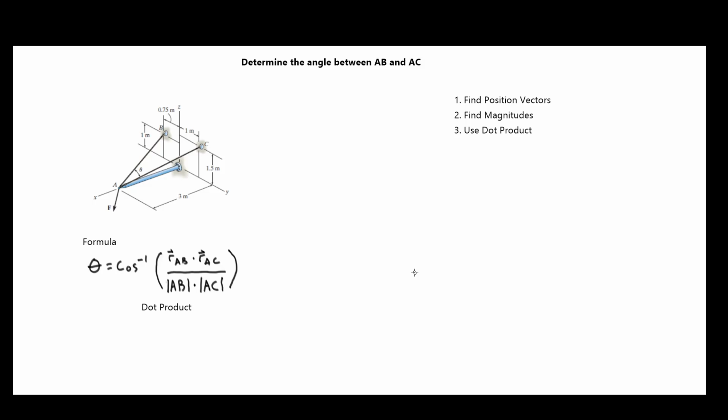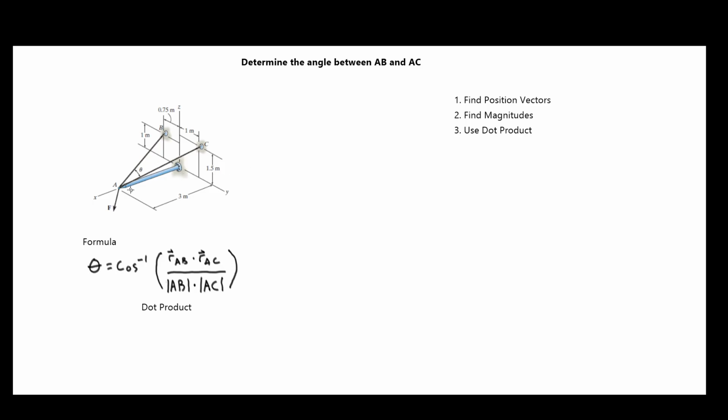In this video, we're going to talk about how to determine the angle between two vectors using the dot product in a 3D Cartesian setup. We're going to be using this dot product formula here. It's pretty straightforward. You just find the dot product of two position vectors and then divide it by the magnitudes of both position vectors.